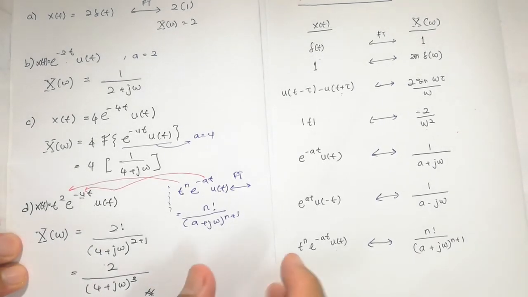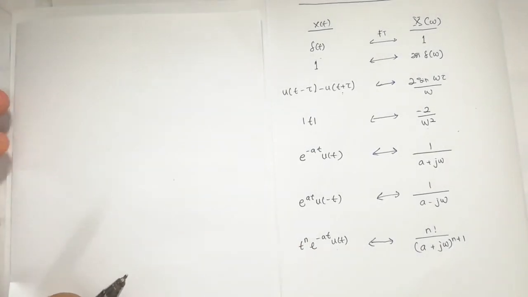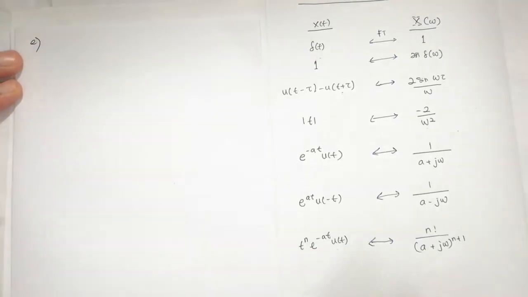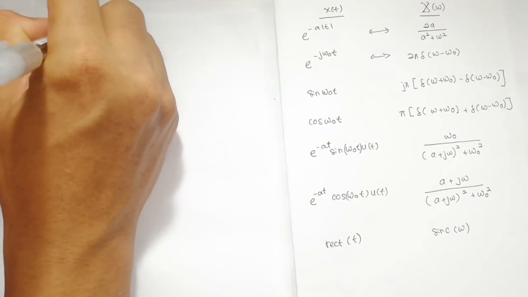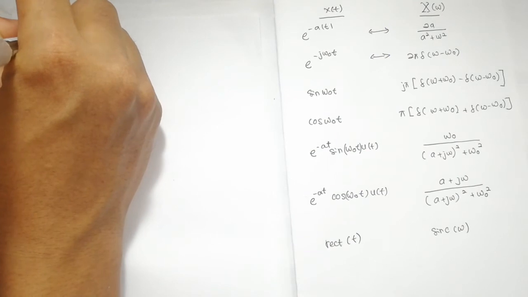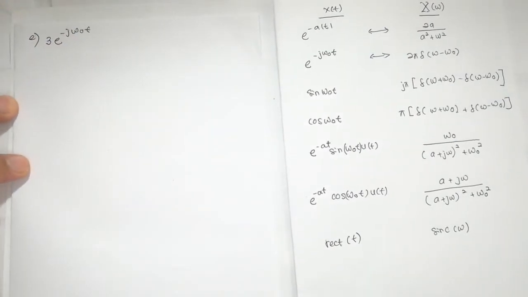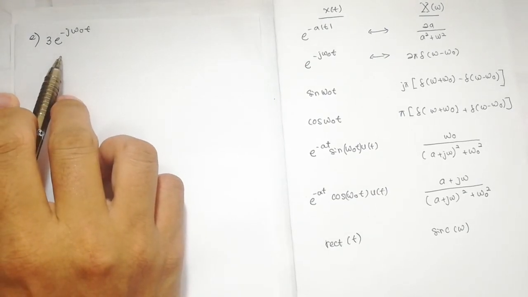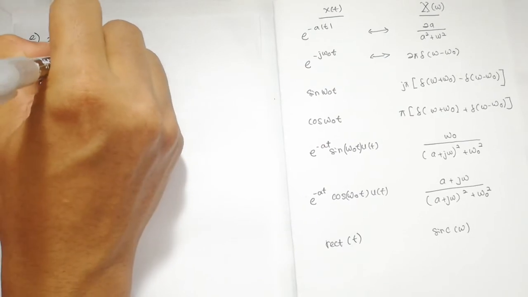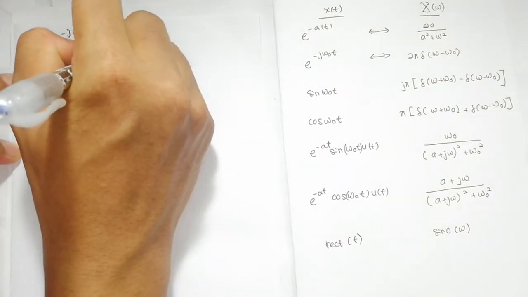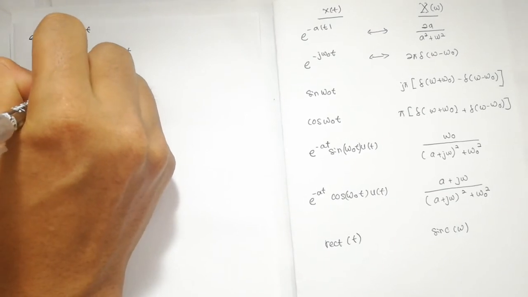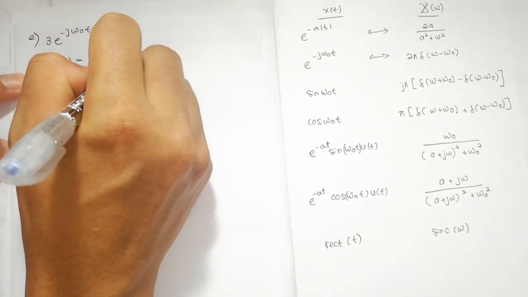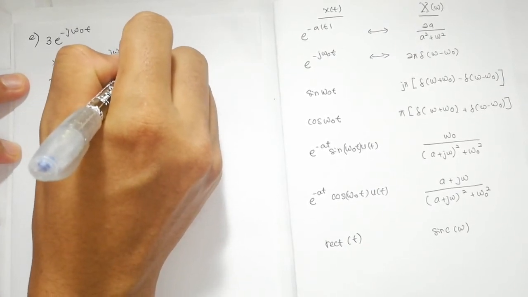Let's do the next example. If you have e^(-j omega naught t) multiplied by 3, what would be our Fourier transform for this signal? We can represent x(t) as 3 e^(-j omega naught t), and we want to find X(omega). It will be 3 times the Fourier transform of e^(-j omega naught t).